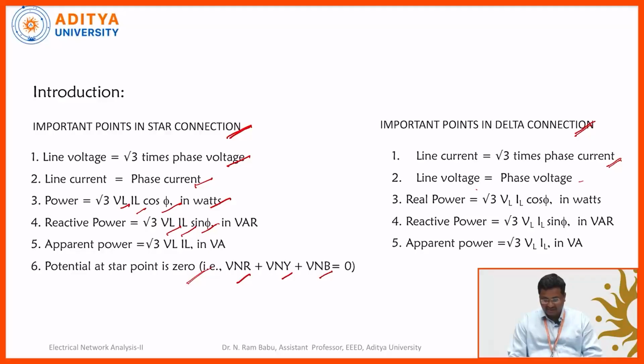The next one is power, which is real power, reactive power and apparent power. Real power here is also given by root 3 times VL IL cos phi, similar to the real power equation in star connection. Reactive power is also root 3 times VL IL sin phi, similar to the star connection. The apparent power equation is root 3 times VL into IL.